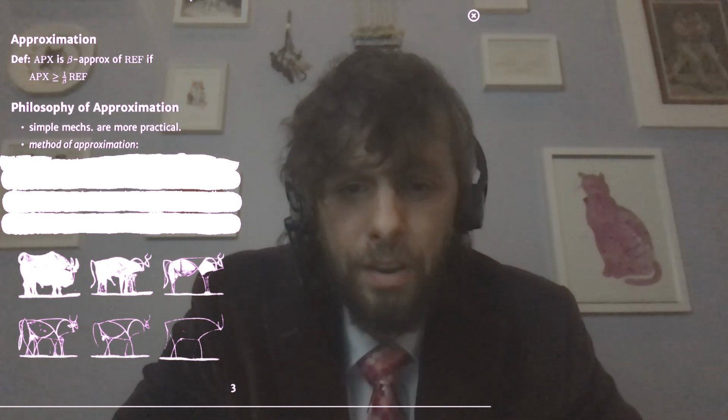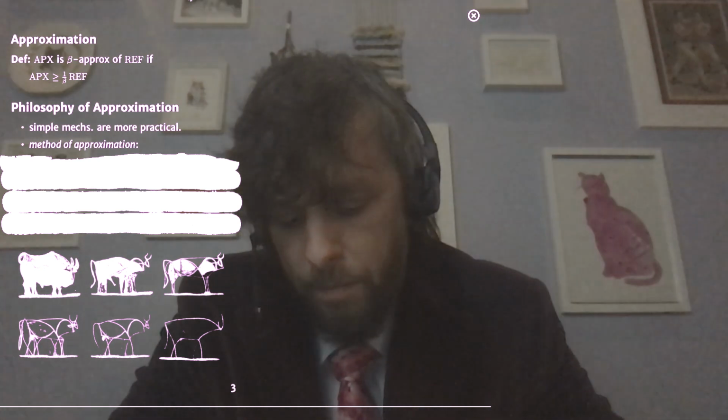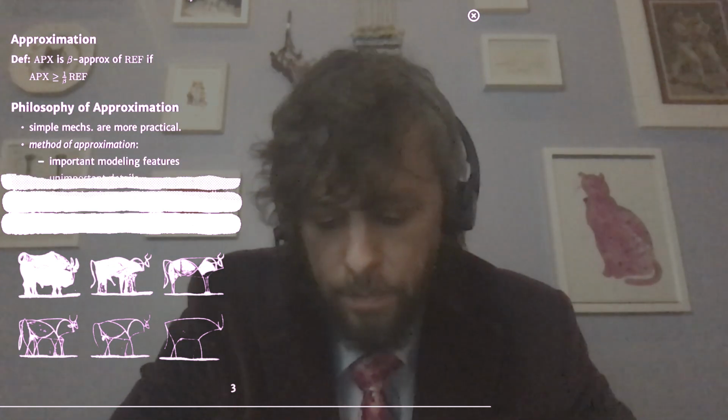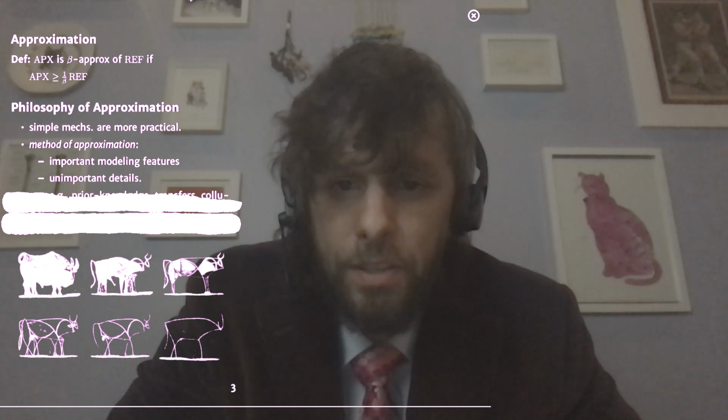Moreover, there's what I call the method of approximation. The method of approximation attempts to use approximation analyses to understand fundamental properties. In particular, what I'm often interested in understanding is, if I have a model that has some features and I'm studying optimal auctions, which of the features of this model are important modeling features and which are unimportant details.